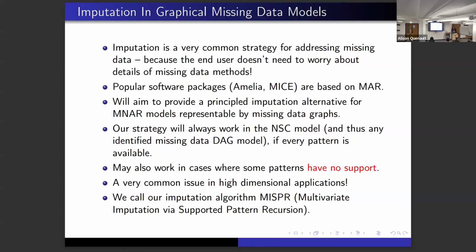Well, if I have 2 to the k missingness patterns and reasonable sample sizes, how likely is it that all the patterns have support in the data? Probably not going to happen, right? So most patterns have no support. And actually, lots of missing data models stop working when you have no pattern support. Actually, this is a little bit underexplored.